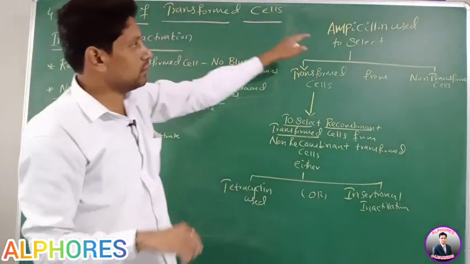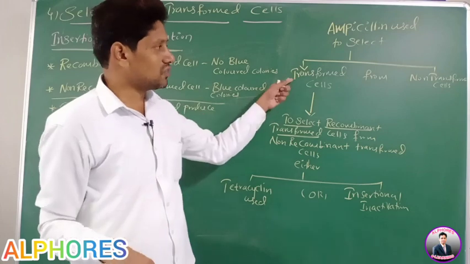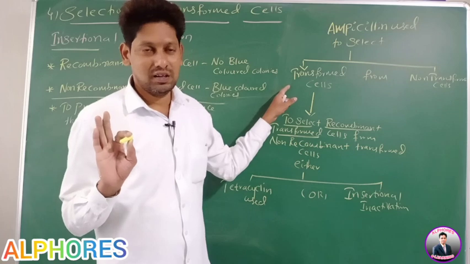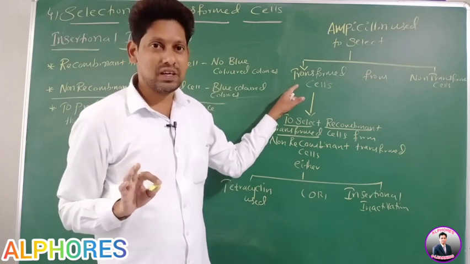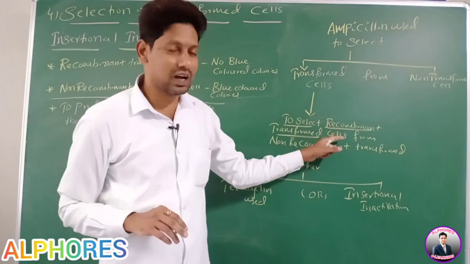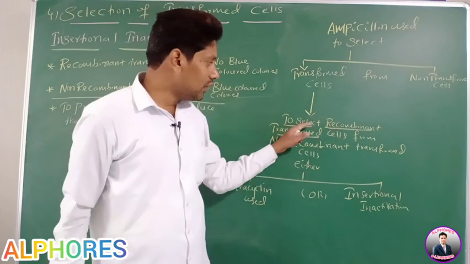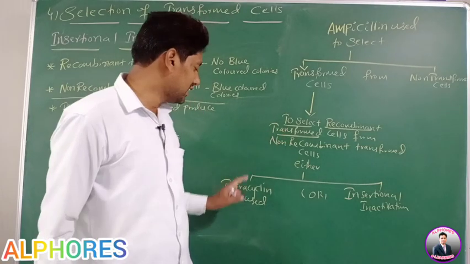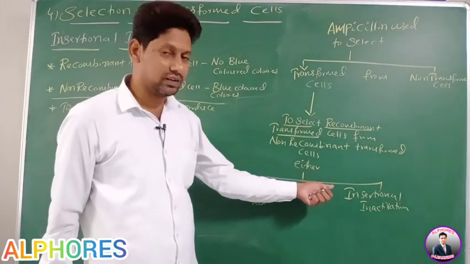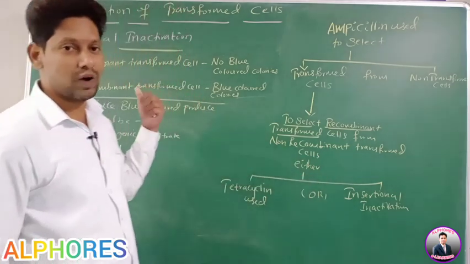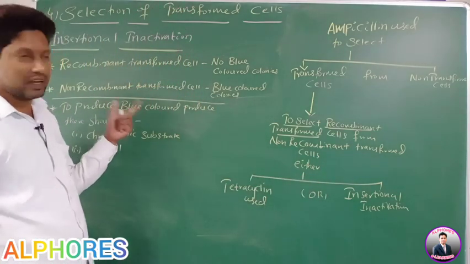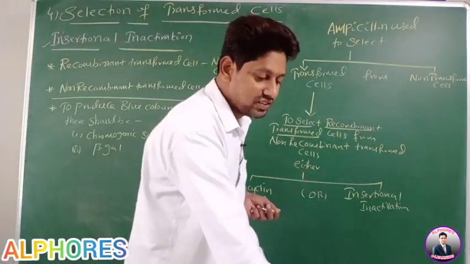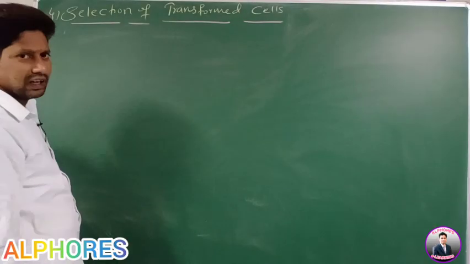Therefore, by using ampicillin, first we separated transformed cells from non-transformed cells. Now we have only transformed cells. But these transformed cells may be either recombinant or non-recombinant transformed cells. We separate them either by using tetracycline or by going for insertional inactivation, that is blue-white selection. Is this statement okay? Right? So we completed insertional inactivation. Go for the last method.